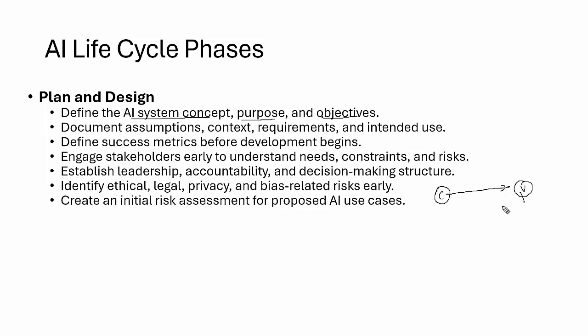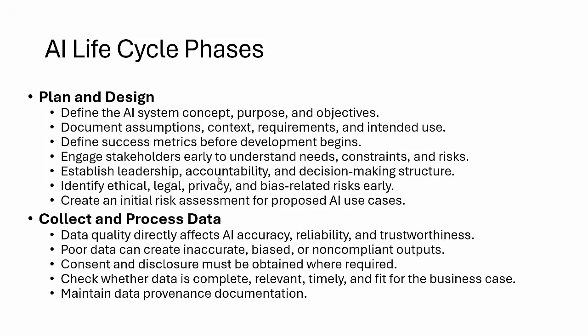Based on that only, you're going to build the system. So you need to document all the assumptions, context, requirements, and intended use. Also, you need to define the success metrics before the development begins, how the AI product looks. It is good that you involve the customer in this stage, because you get some understanding here, and you need to establish leadership, accountability, and decision making. And when you're building this, identify all the legal risks and everything. And you create an initial risk assessment for a proposed AI use case.